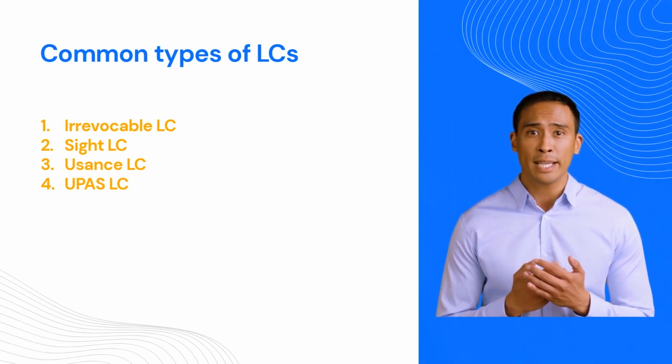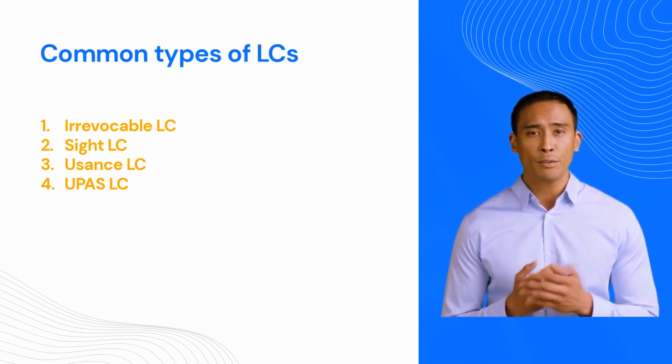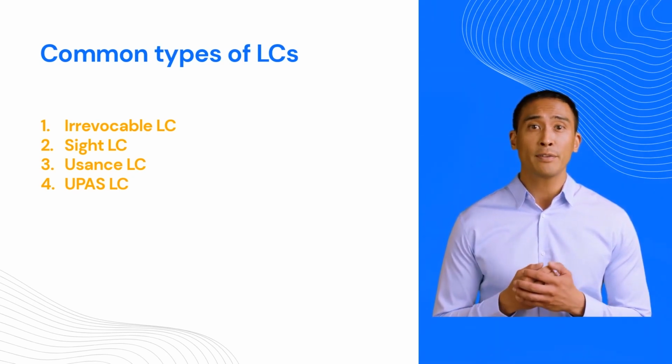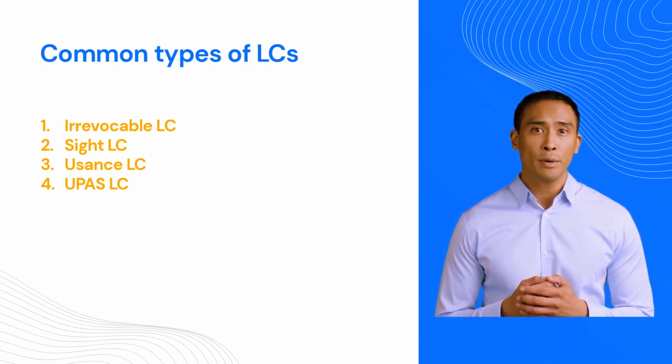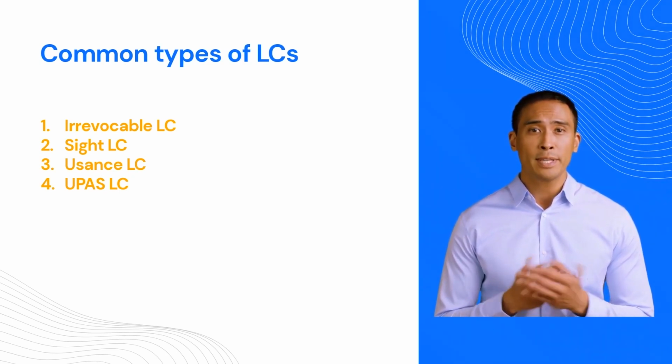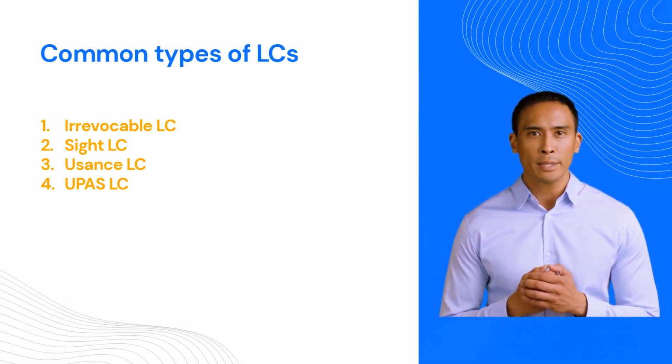Next, a sight LC is a type of LC in which the issuing bank commits to pay the beneficiary, which is the seller, upon presentation of the required documents, such as the bill of lading, invoice, or packing lists. These documents usually prove that the goods have been shipped and are on their way to the buyer.